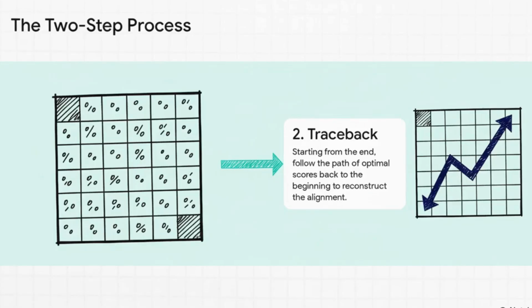Believe it or not, this whole complex problem gets solved in just two key steps. First, we build and fill a big grid, which we call a score matrix. Second, we trace a path backward through that matrix to reconstruct the actual alignment. That's really the core idea. Fill the matrix, then trace it back.